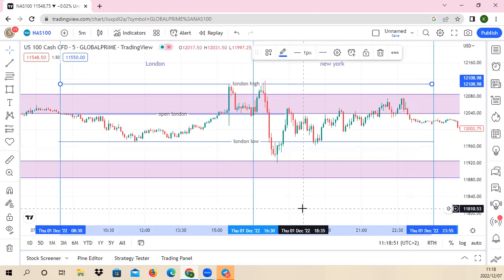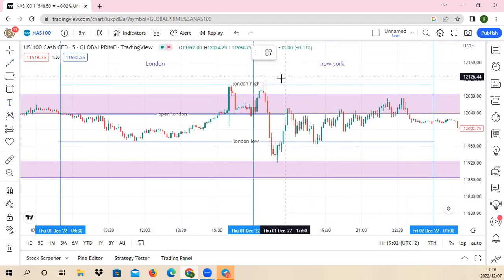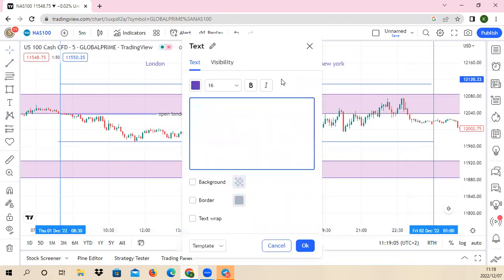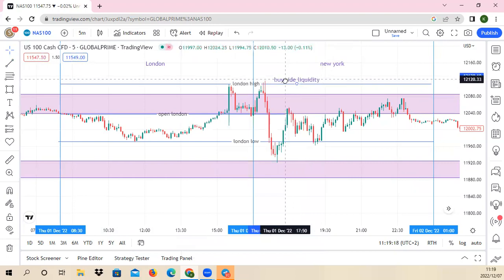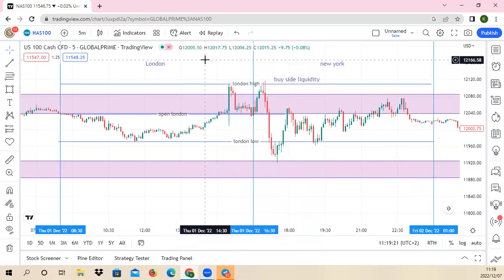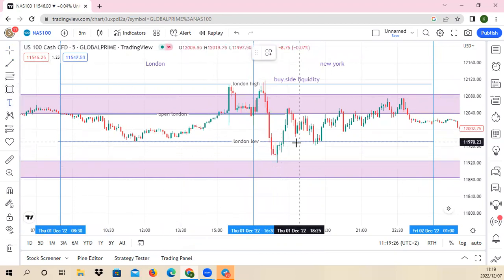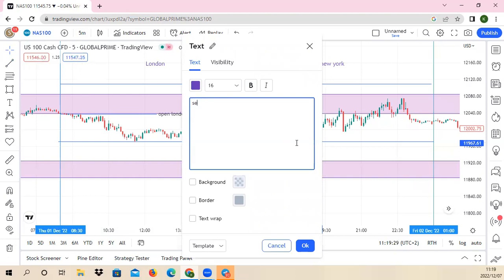So our London high and our London low end up creating liquidity on both sides. So we end up having a buy side liquidity and a sell side liquidity. Let's mark where our buy side and sell side liquidity is. So there we've marked it. This is where our buy side liquidity is, as the buy side liquidity is where the high is, and our sell side liquidity is basically where our low is.